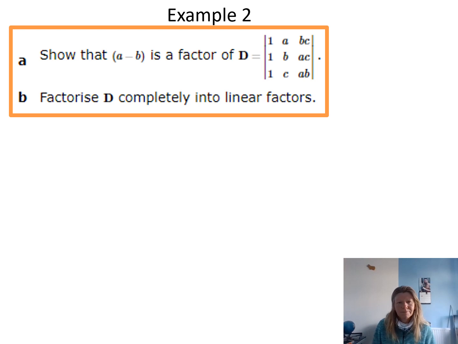Right, this one. Show that that's a factor. We can't pull that out straight away, can we? So we're going to have to do something. Remember, we're aiming to get triangular matrix. So what might be an idea here is do it with rows. Let's do row 2 take row 1, row 3 take row 1, then we'll get some noughts, won't we?